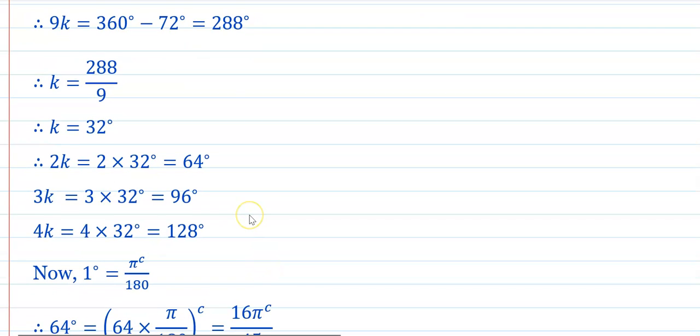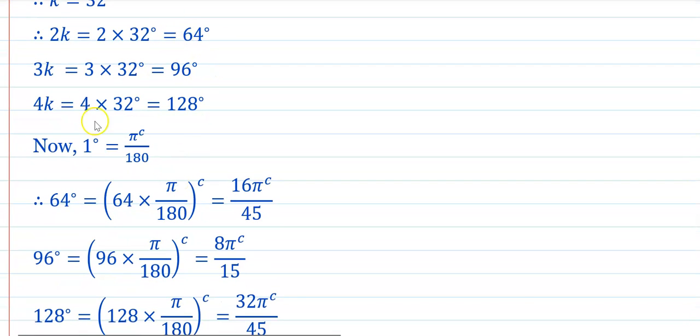Then we will convert their degree measures into radians. That is, the first is 64. Means what? To convert this 64 to radian, multiply by pi upon 180. Simplification: 16 pi upon 45 radian. Next, 96 is equal to 96 into pi upon 180 radian. Do this simplification. Okay, you will get 8 pi upon 15 radian.